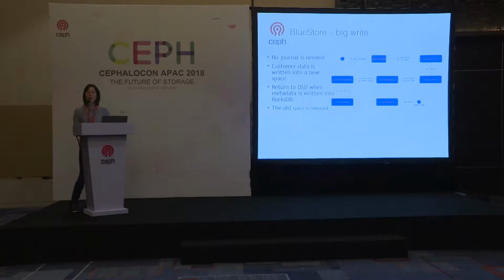BlueStore will allocate a new space in the disk, and then write the custom data to the new space. After that, the updated object mapping metadata and other metadata will be written to the RocksDB. Once the RocksDB completes the operation, the I/O is completed, and we can return to the app layer. In the background, BlueStore needs to release the original data space.